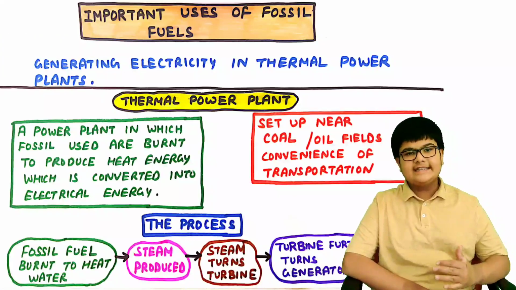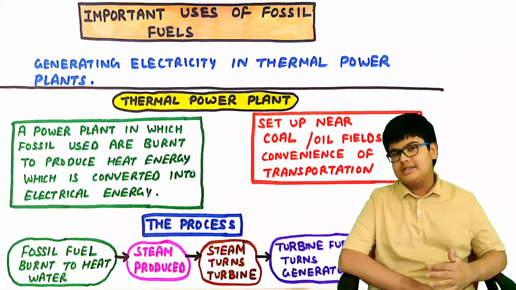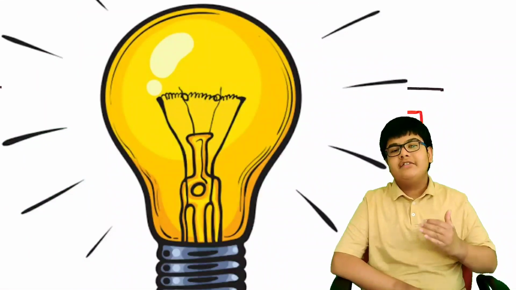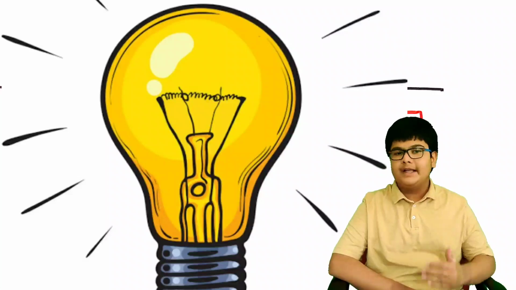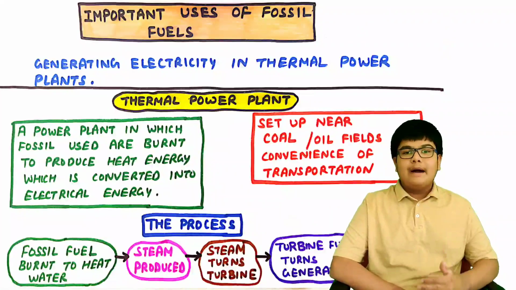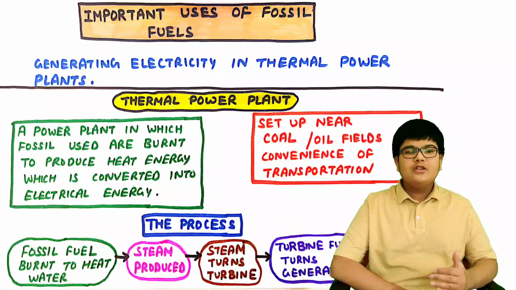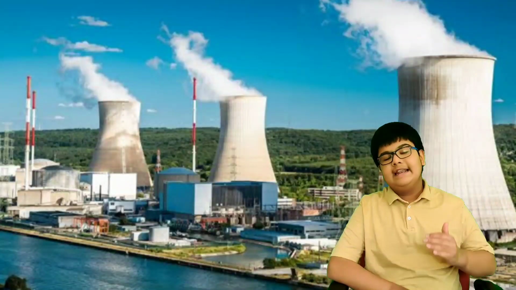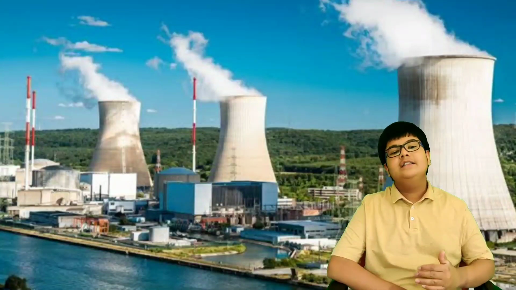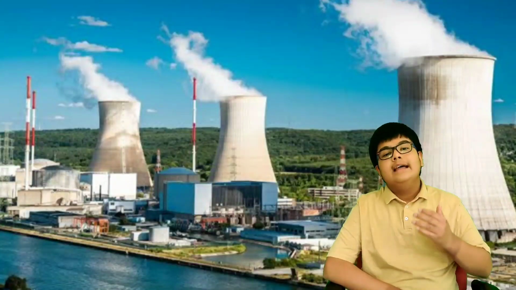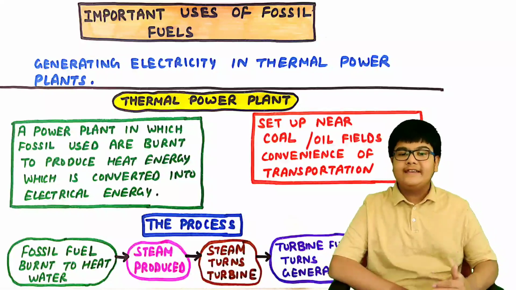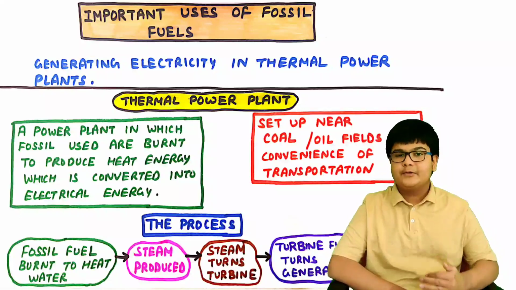Now let us see the important uses of fossil fuels. One of the most important uses of fossil fuels is generating electricity in thermal power plants. A power plant in which the fossil fuel is burnt to produce heat energy, which is converted into electrical energy, is known as a thermal power plant. These thermal power plants are generally set up near coal or oil fields for convenience of transportation.